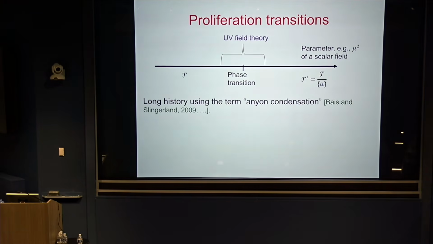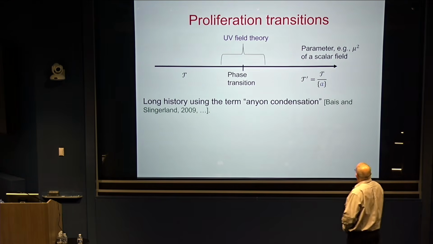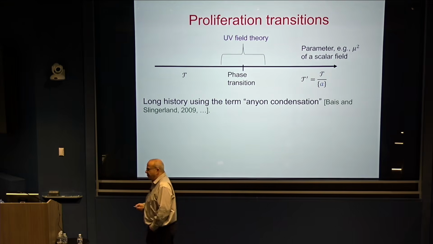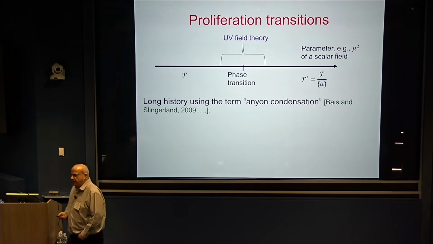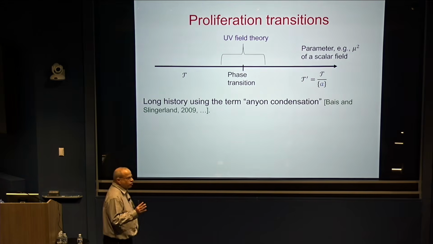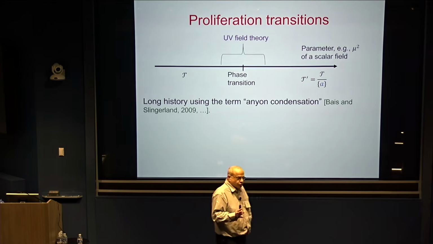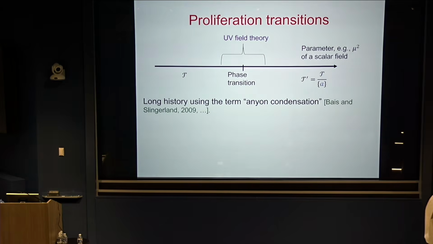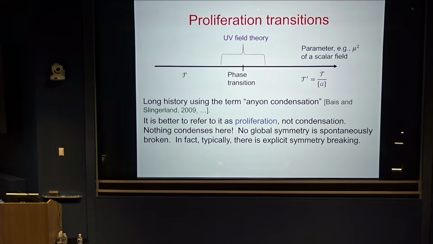That's not so simple. So this topic has a long history, going back to a paper in 2009 by Bais and Slingerland. These authors coined the name anyon condensation, and as far as I can tell, they generated a huge confusion in the literature, partly by coining this term. And it took me a long time to convince some people that, yes, there is some confusion they created, and I'll explain in what sense I think it's confusing.